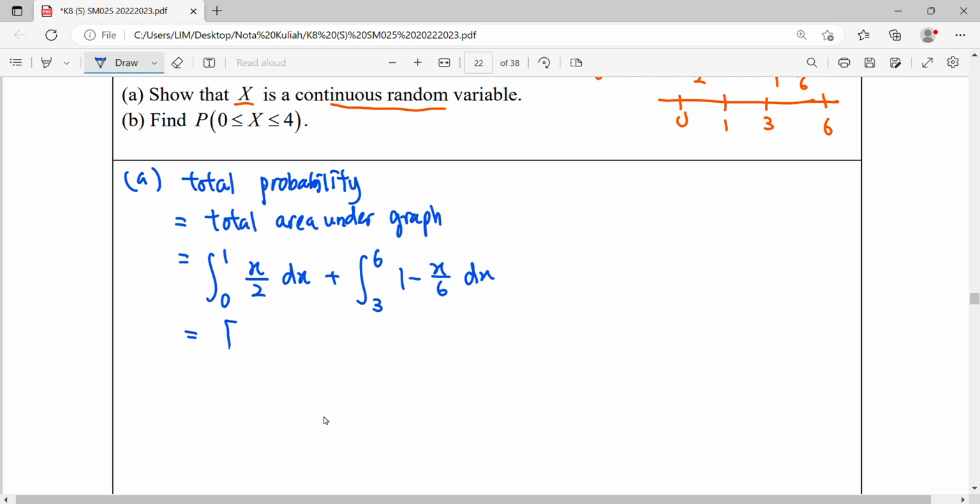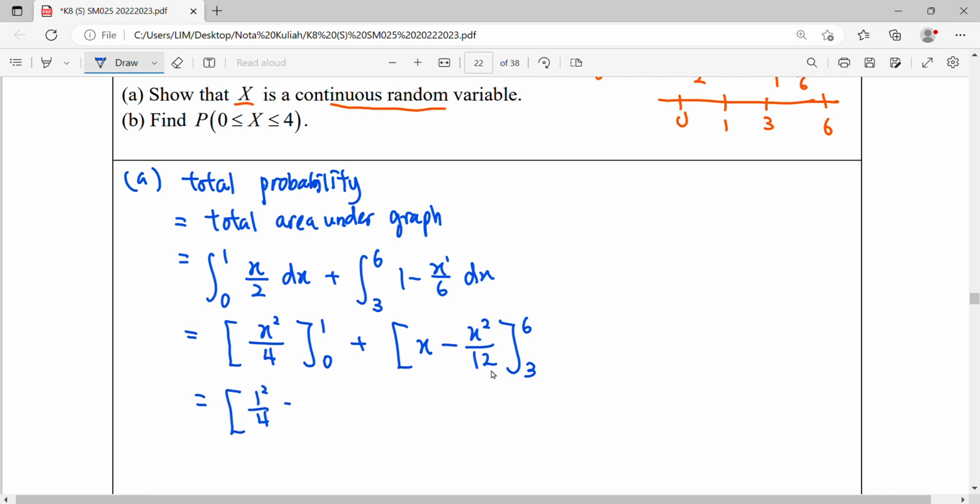So for integration, x sebiji, power tambah 1 over power baru. Integrate constant, dapat x. Integrate x kuasa 1, power tambah 1 over power baru. So 2 darab dengan 6 jadi 12. Upper limit 3, lower limit. Upper limit 6, lower limit 3. Then upper limit minus lower limit.